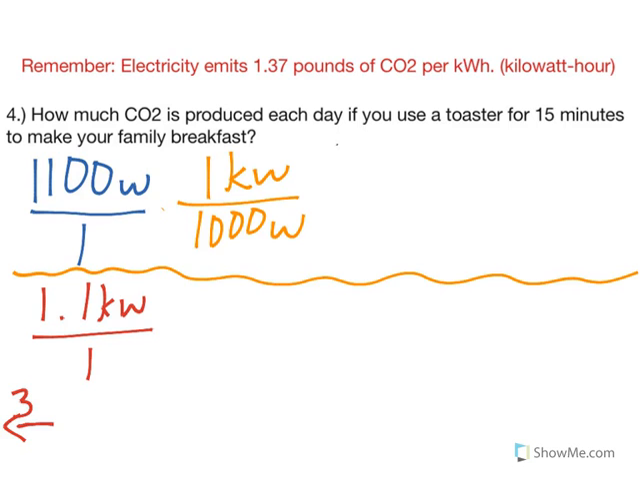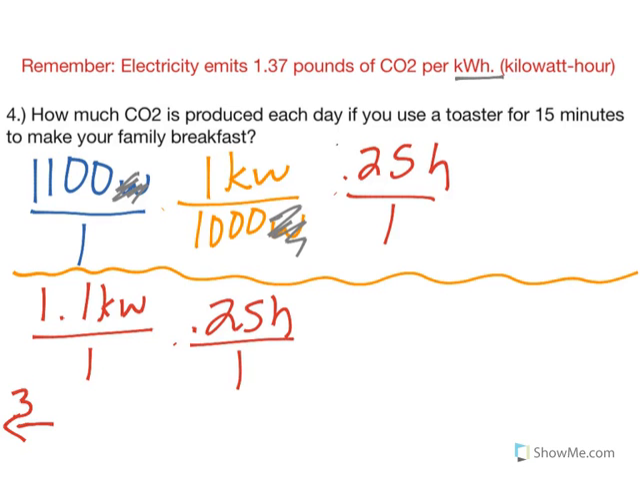So this toaster, we're only using it for 15 minutes, but remember, after we change our watts to kilowatts, we need kilowatt hours. So I've got to multiply by how many hours I'm using this toaster. And if I'm using it for 15 minutes, that's a quarter of an hour. So that's 0.25 hours. All right. And now that I have kilowatt hours, I can use my CO2 ratio. So 1.37 pounds over 1 kilowatt hour.